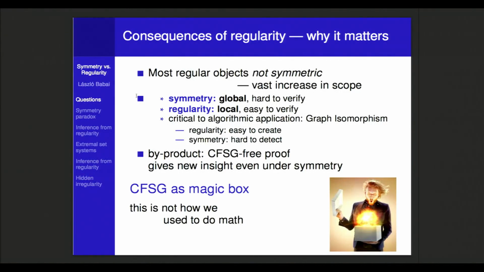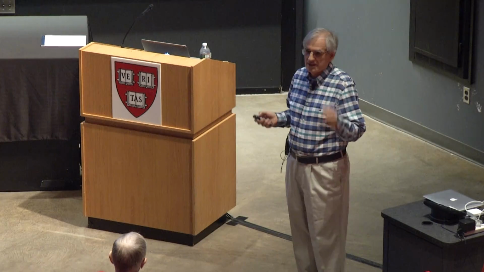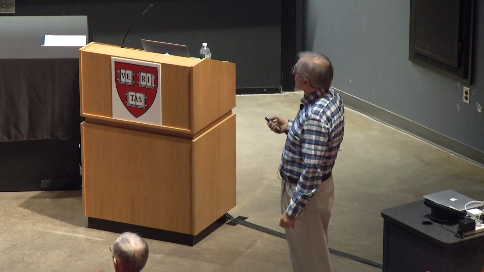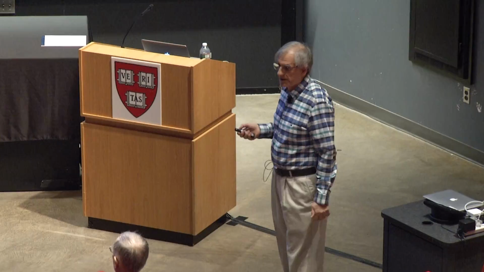Most of those who use the classification of finite groups use it as a magic box. And that's not the way we used to do mathematics. We like to understand it from first principles, if possible at all. So I use the classification myself often enough, and there is nothing better to do. But it's unfortunate, and I would like to advocate as a valid purpose in itself to give proofs that we understand from beginning to end.